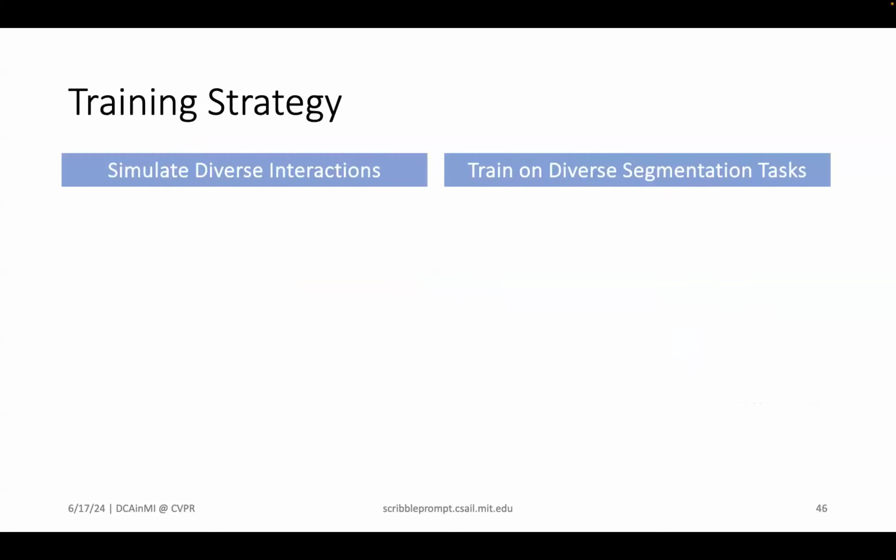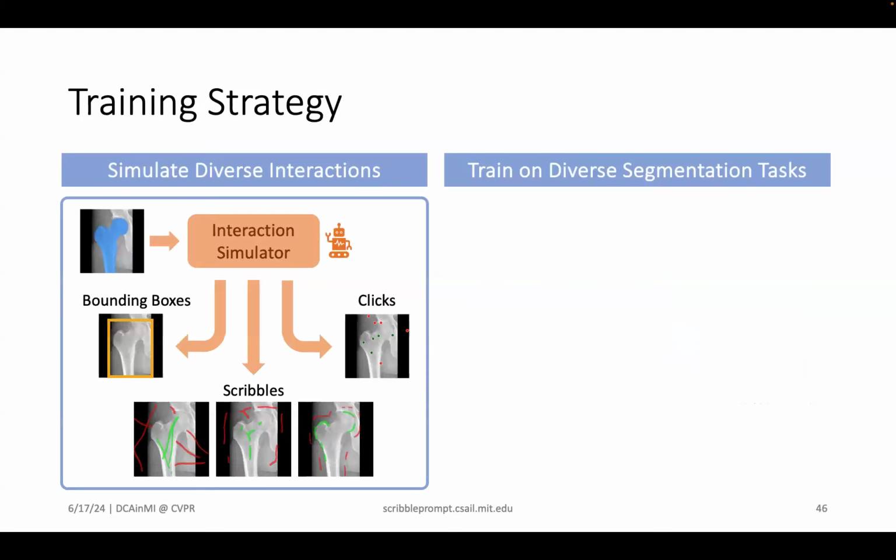So there's a couple aspects of our training strategy I want to highlight. First, we simulate a diverse combination of different interactions. And in particular, we introduce new algorithms for simulating realistic and highly variable scribbles.